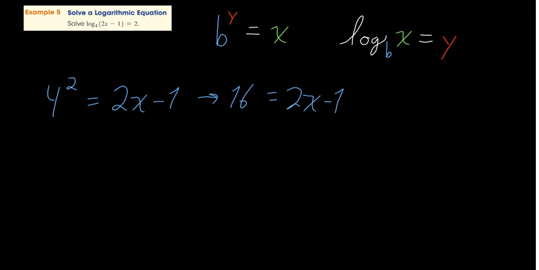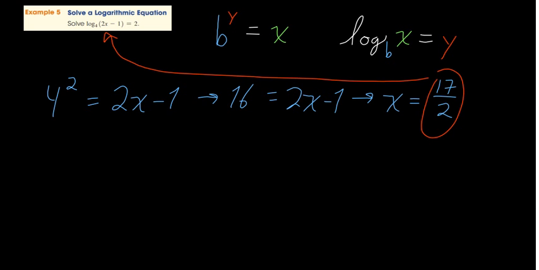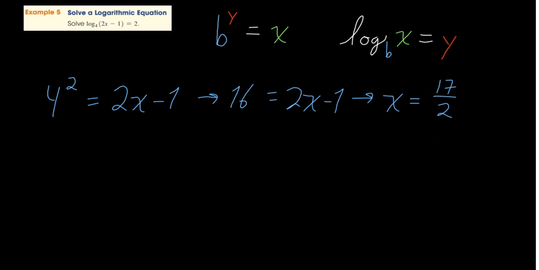Let's just go ahead and add 1 to both sides and then divide by 2, so we're going to have x is equal to 17 divided by 2. 17 halves, okay? And now we have to see if 17 halves satisfies this logarithm. Well, 2 times 17 halves is 17. 17 minus 1 is 16, so this is good. This particular solution works out. Good job. Easy peasy, right? Hopefully.